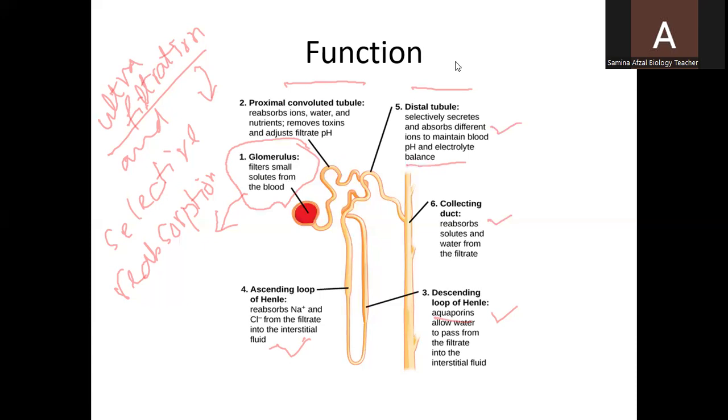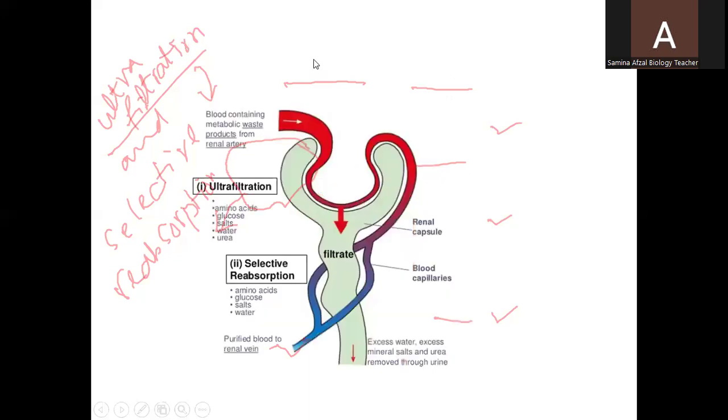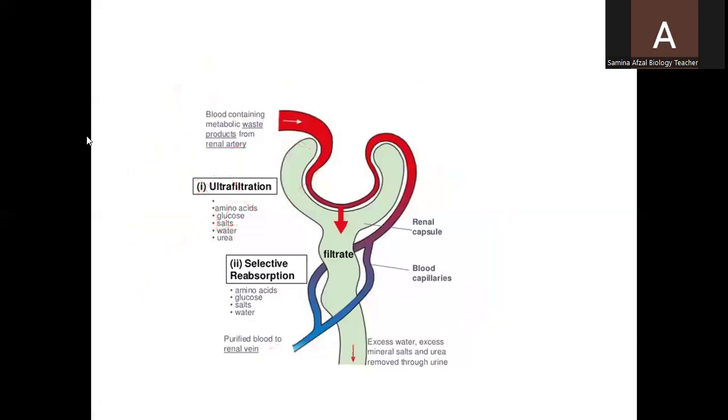In the next slide, we will discuss the composition of the filtrate and ultrafiltration and selective reabsorption of these different substances from the filtrate. Blood containing metabolic waste products enters into the Bowman capsule, and ultrafiltration takes place in the glomerulus, and formation of filtrate takes place, which enters into the second part of the nephron.